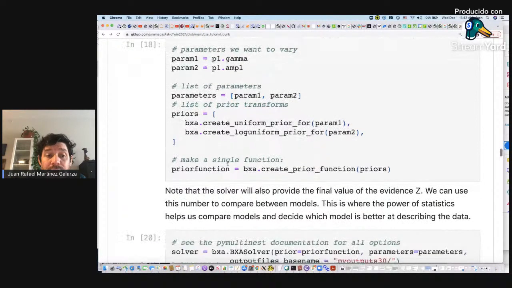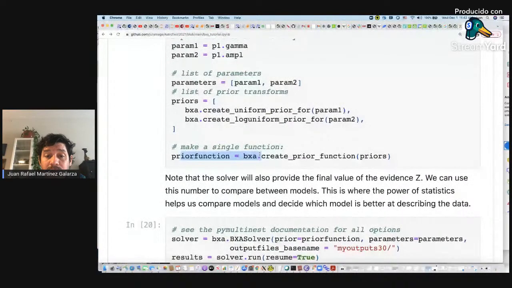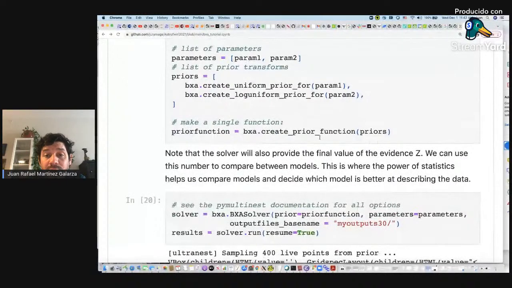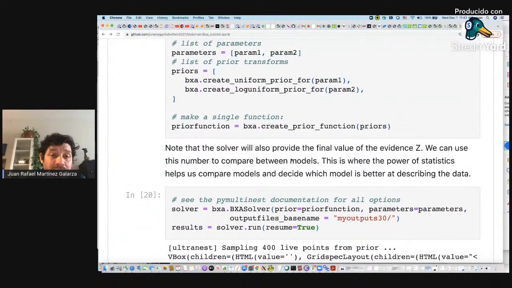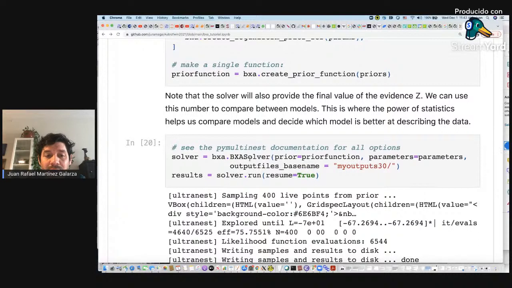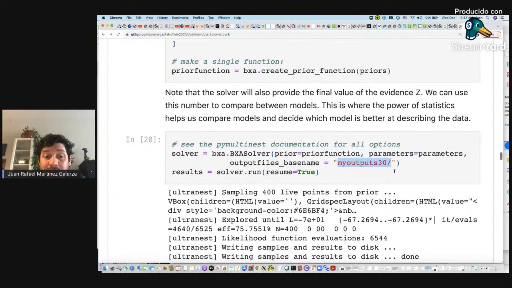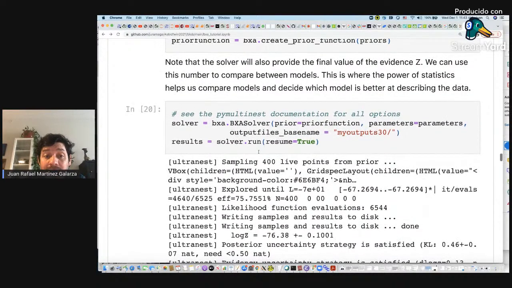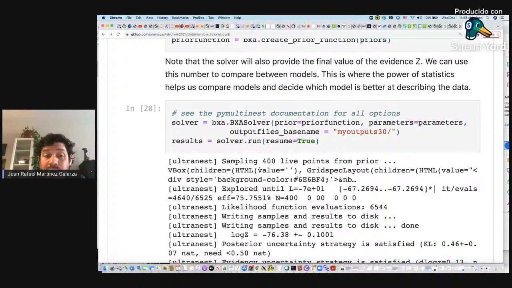And here you create the prior functions that will be generated from your priors. That's basically the functions that will be sampled over when we are doing the MCMC. And all you have to do, I mean, you might have found the theory a little bit complicated with all this Markov chain, and then the nested sampling where you only sample the likelihood uniformly at a particular level, et cetera, et cetera. That's all kind of under the rug here. All you need to do is create a solver for this prior function, for my parameters, and save my outputs in this particular directory. And once you run this solver, BXA will run a nested sampling MCMC to sample your posteriors, and that's all you will have to think about.